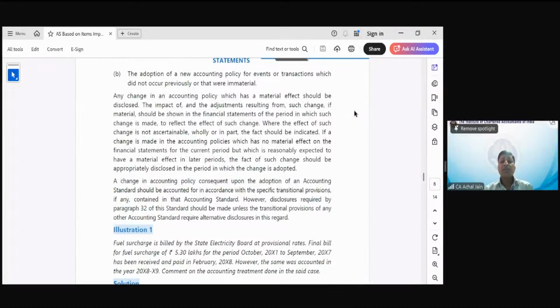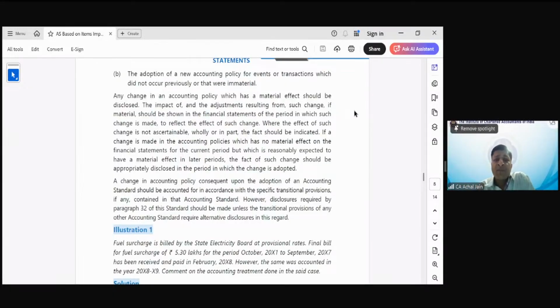Fuel surcharge is billed by the State Electricity Board at provisional rates. In fact, it's a very common practice in the case of State Electricity Boards. Provisional basis means final rates were not there, so they picked up provisional rates, and that's how they did the billing. The final bill for fuel surcharge of rupees 5.3 lakhs for the period October X1 to September X7, so many years are involved, has been received and paid in February X8.